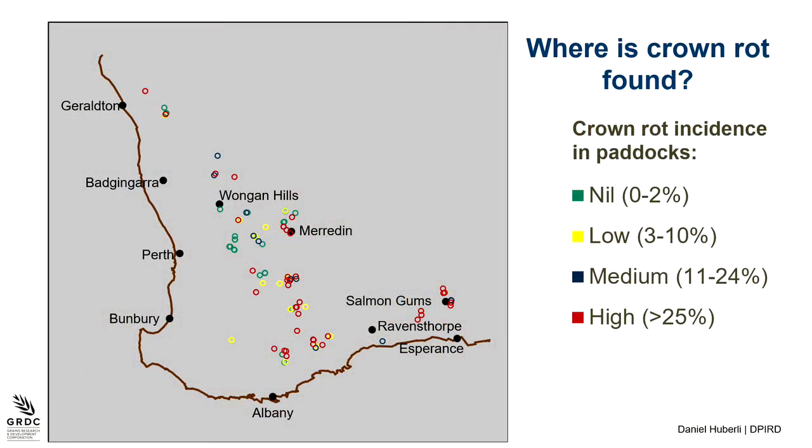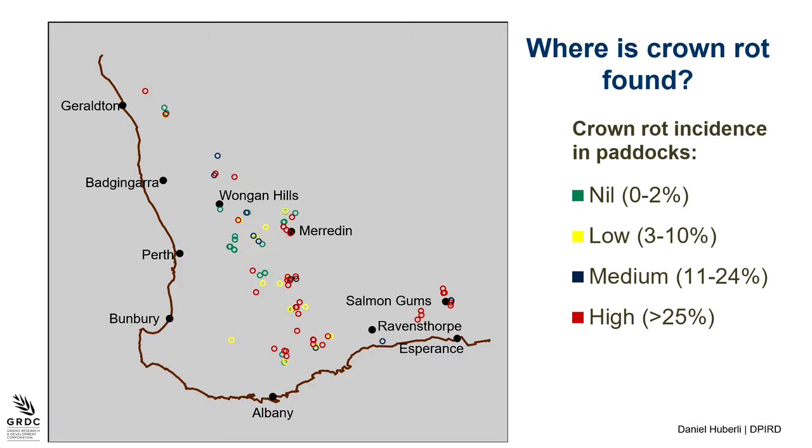Crown rot is fairly widespread, but I just wanted to show you that crown rot obviously will be pronounced in areas in the low rainfall zone, but it certainly does appear, or is in stubble, in the southern areas of WA. Now, what this shows is actually the amount of stubble that's been infected.